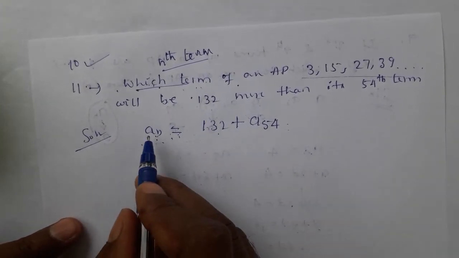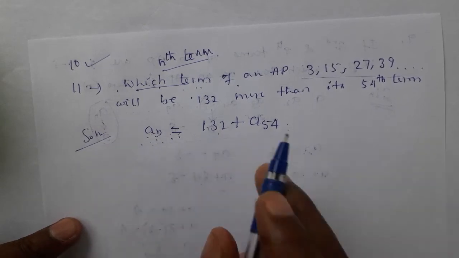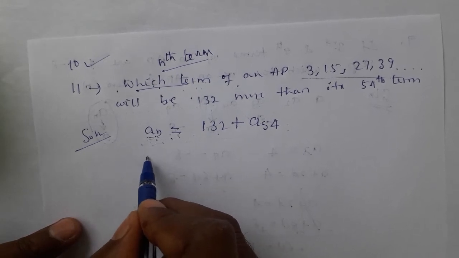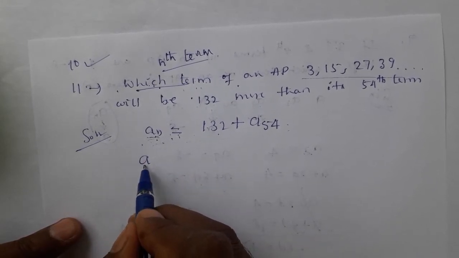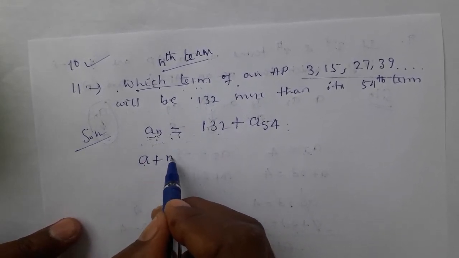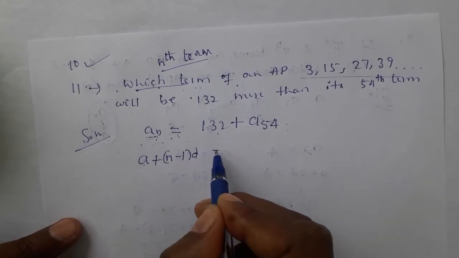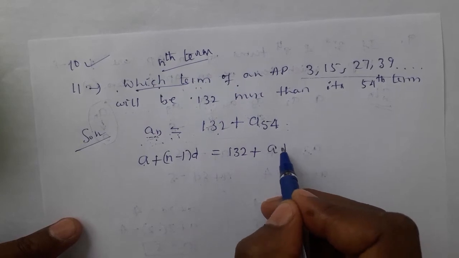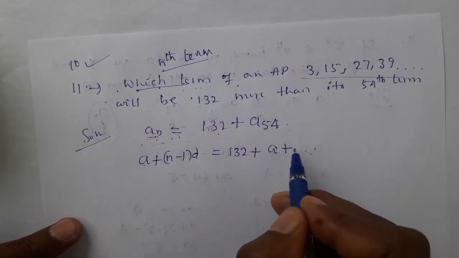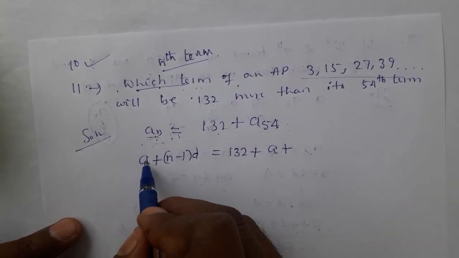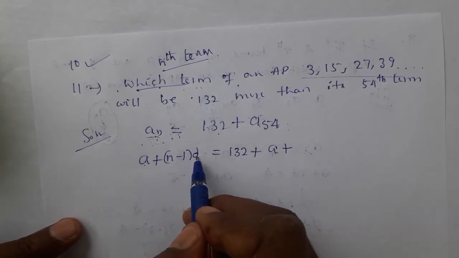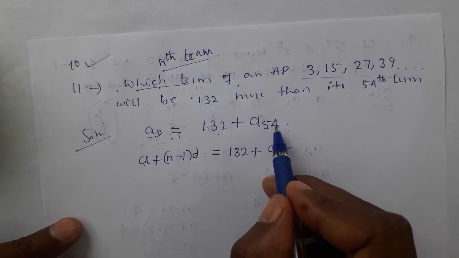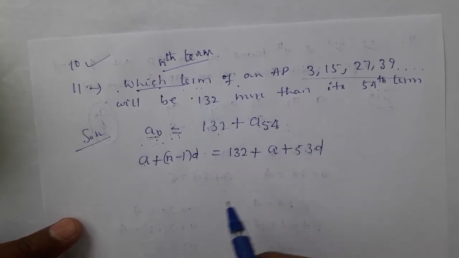Okay, no problem, we will expand. Whether it is given in equation form or separately, our work is to expand. How do we expand an? an is written as a plus (n minus 1)d, which is equal to 132 plus a54. Similarly, how do we write a54? a is common, and in d, n is decreased by 1, so 54 is decreased to 53d.